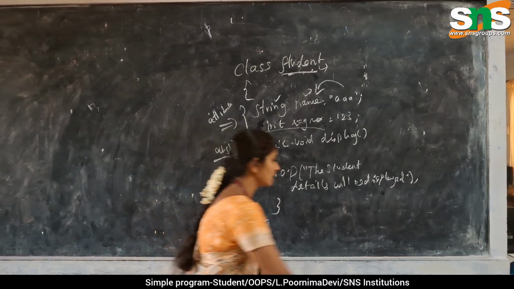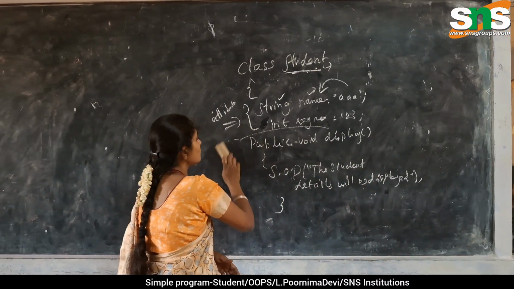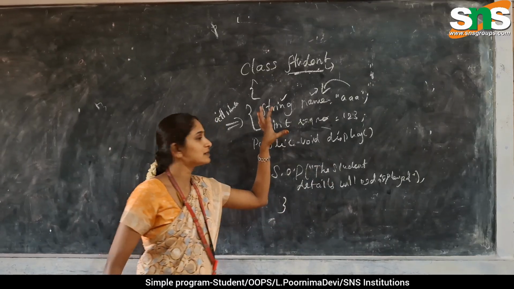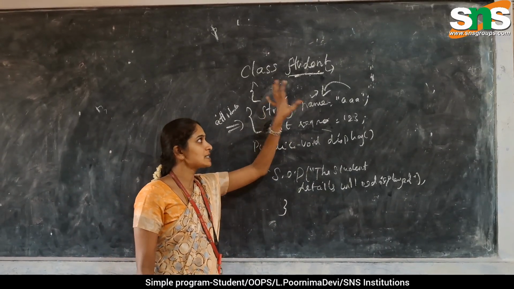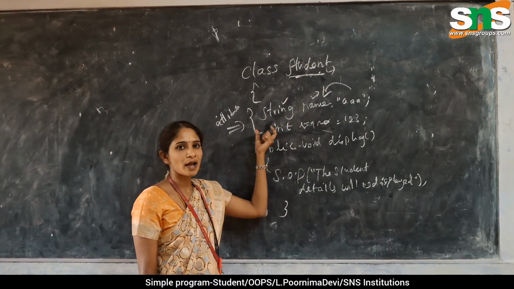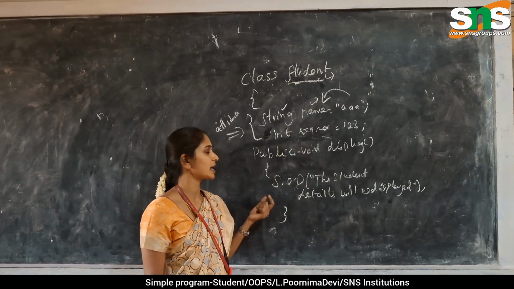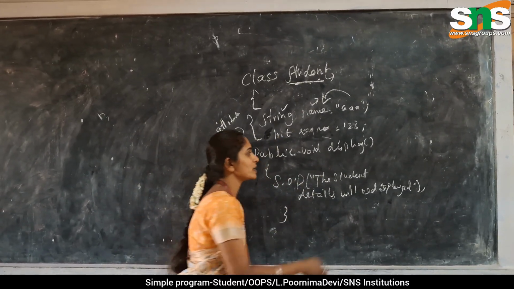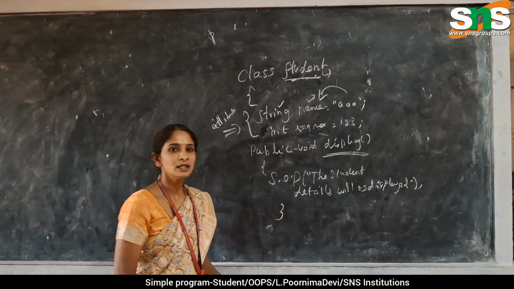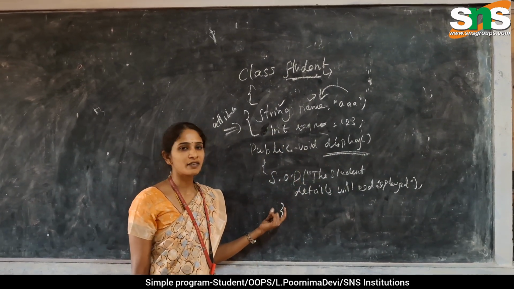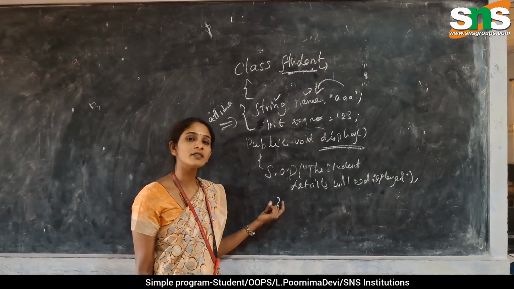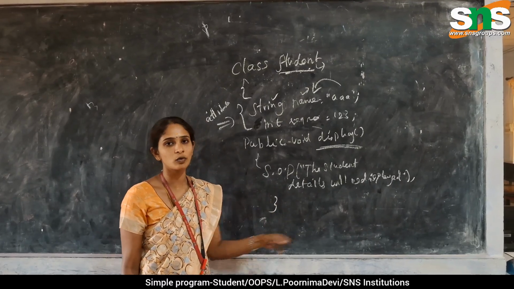After that I have to give the values. This is the first value. Class name is Student. I have to give the attributes String and int with the help of the data types String and int. After that I have to mention the method display. Inside that method I have to give the definition with the help of System.out.println.